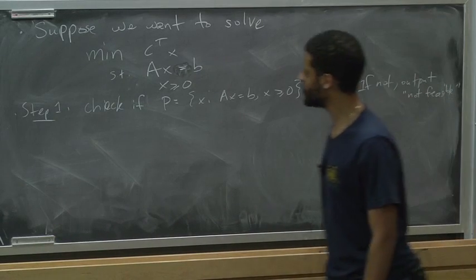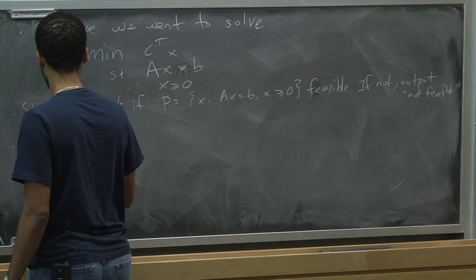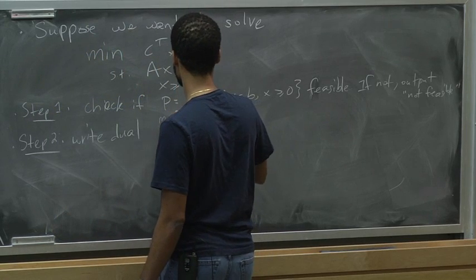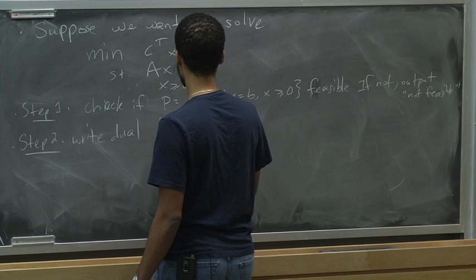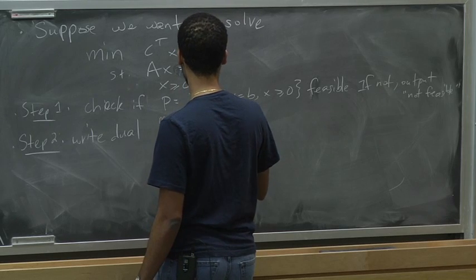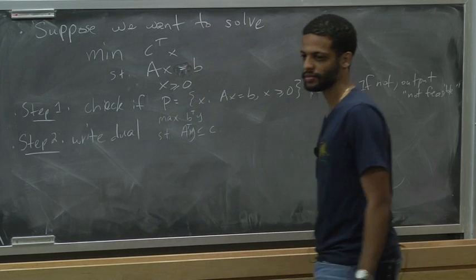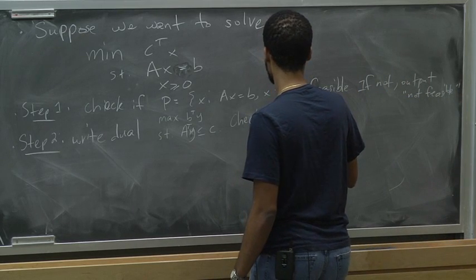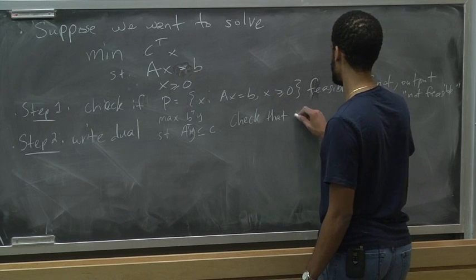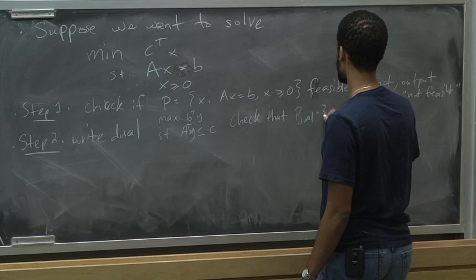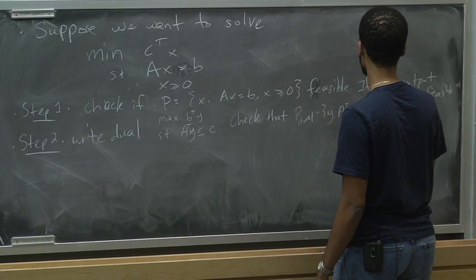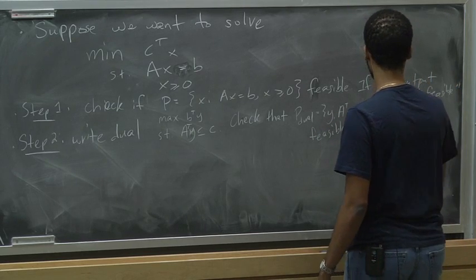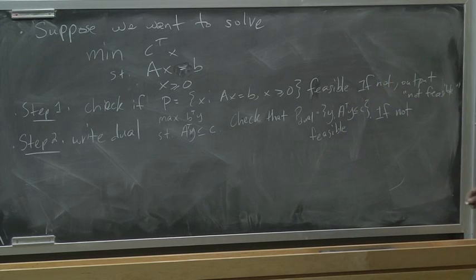Okay. Step 2, you write the dual, which is max B transpose Y such that A transpose Y is at most C. Check that, let's say P dual is the set of all Y such that A transpose Y is at most C. Check that this thing is feasible. If not, then what do you output?